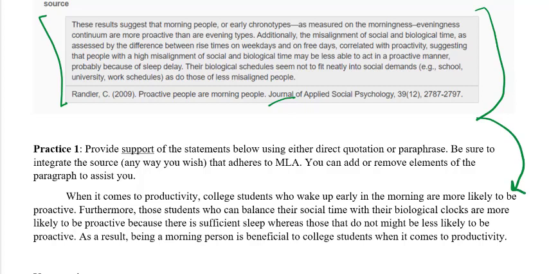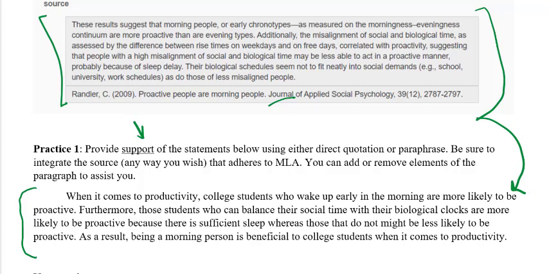Now, depending on what I'm asking you to do, it's going to dictate how you're going to do it. So for example, I've asked you to provide support for statements below. Now, this is the passage here: when it comes to productivity, college students who wake up early in the morning are more likely to be proactive. Furthermore, those students who can balance their social time with their biological clocks are more likely to be proactive because there is sufficient sleep, whereas those that do not might be less likely to be proactive. As a result, being a morning person is beneficial to college students when it comes to productivity.